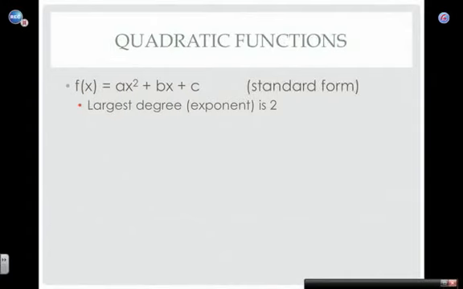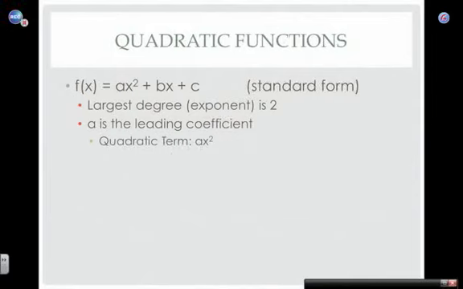So the largest degree or the largest exponent in a quadratic function has to be 2. That's the only possibility. That's what quadratic means. a is what we call our leading coefficient. The ax squared term is obviously called our quadratic term. The linear term is bx. The constant term, our c, is called our constant term.